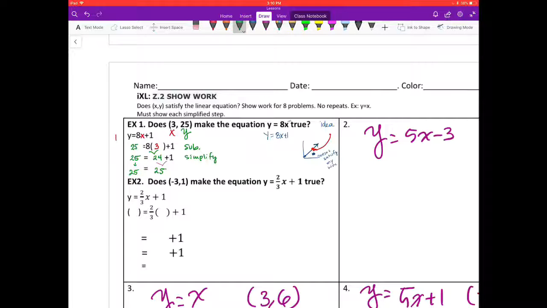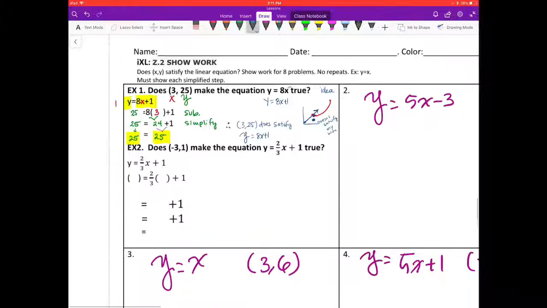And because this equation says that this side equals that side, that is a true statement. So you would say, therefore, (3, 25) does satisfy, or fit, or complete y equals 8x plus 1. It does. It fits. It's this point in there.